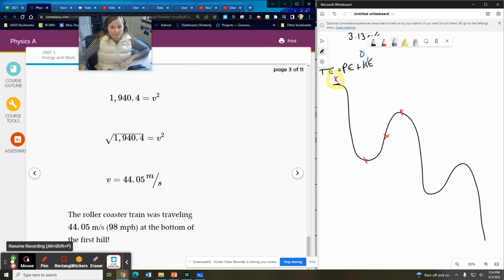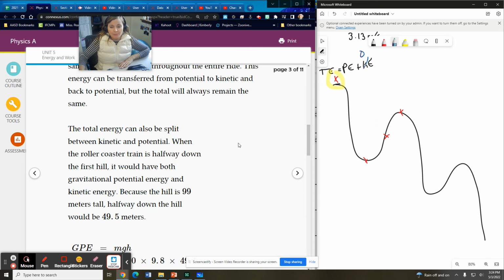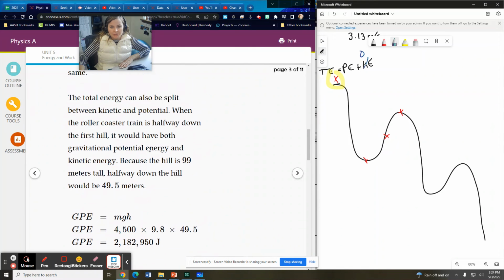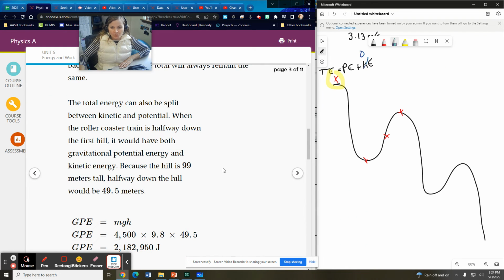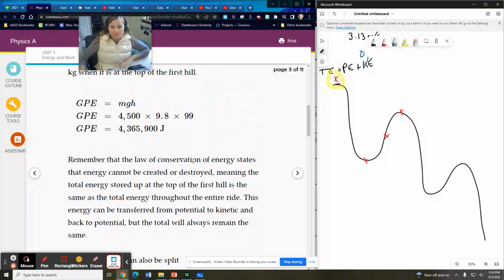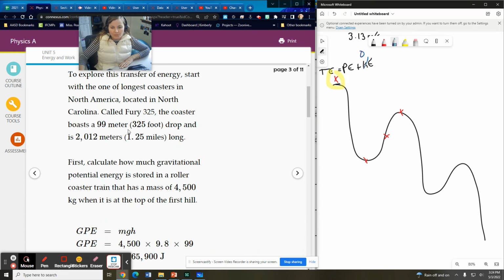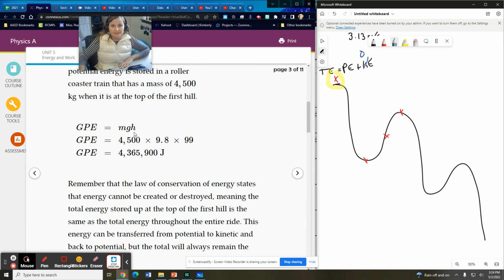Let's see here. So the example here is pretty much the same type of example that we did before. In this particular case, you're looking at a roller coaster that has a hill that's 99 meters tall, and you can figure out the gravitational potential energy of the roller coaster at the very top because it's 99 meters. Again, you're going to use the mass of the roller coaster times 9.8 times 99, mgh, to give you the gravitational potential energy of 4,365,900 joules. That's a lot of energy.